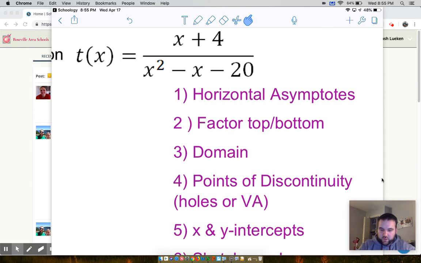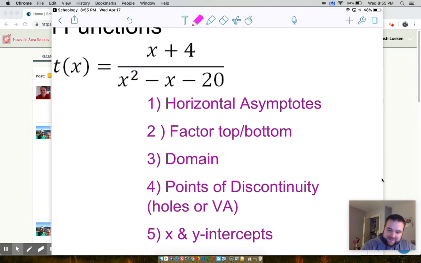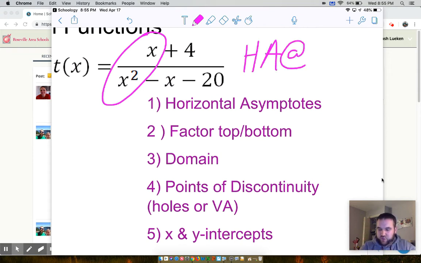First things first is the horizontal asymptote. I see that the largest power is in the denominator, and according to our rules, if the biggest power is in the denominator, then I'm going to have a horizontal asymptote at y equals 0, so right on the x-axis.